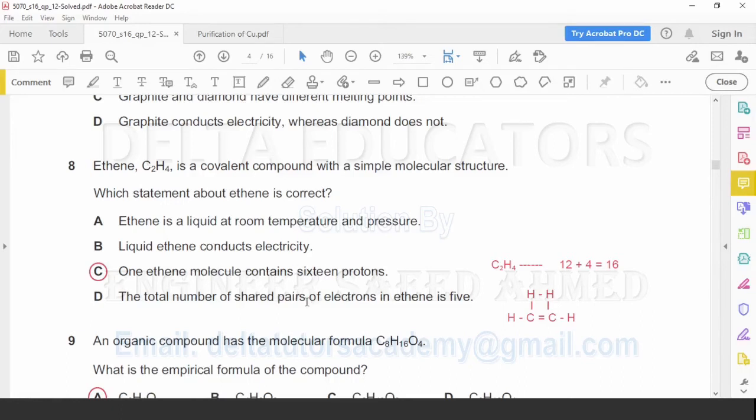What is given in option D? The total number of shared pairs of electrons in ethene is 5. Between carbon and hydrogen we have one shared pair, then a second shared pair, a third and a fourth. So between carbon and hydrogen we have 4 shared pairs. Now between the 2 carbons we have a double bond, so between these 2 carbons we have 2 shared pairs. So the total shared pairs will be 4 plus 2, which is 6. So it is not 5, it is 6. So option D is incorrect. Correct option, option C.